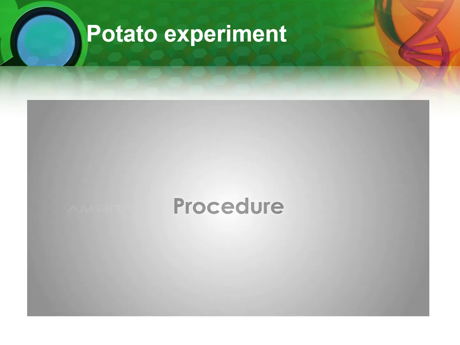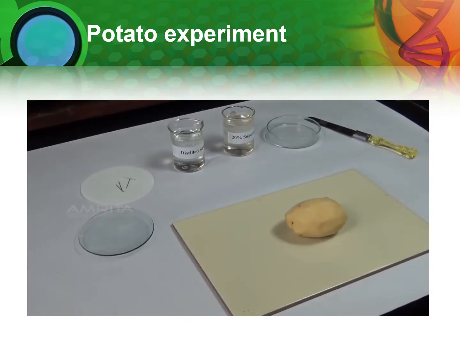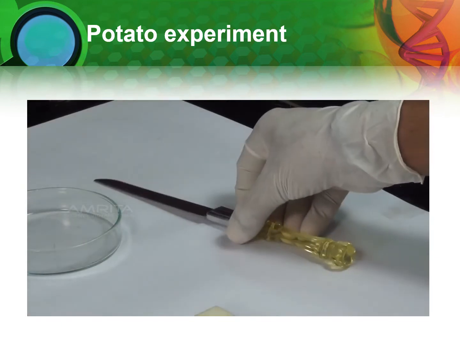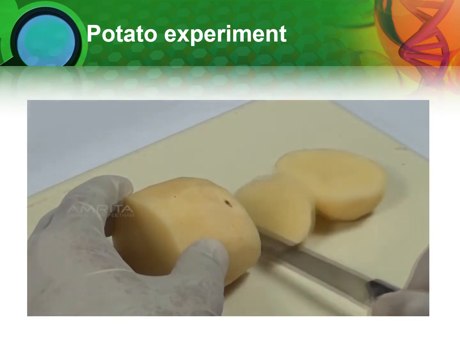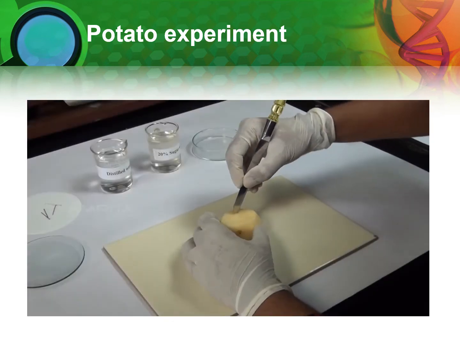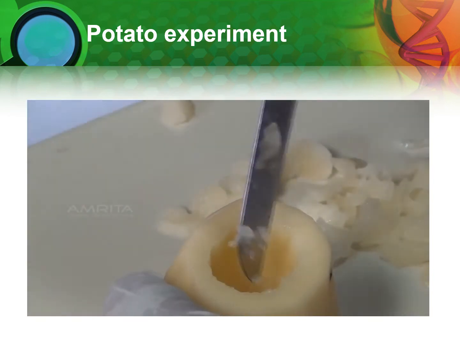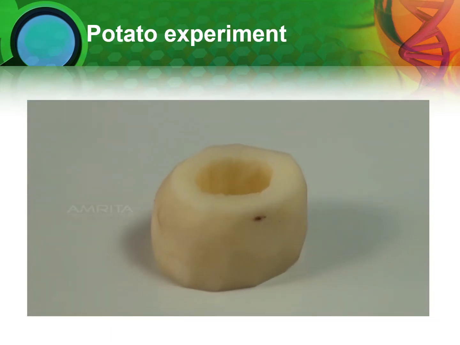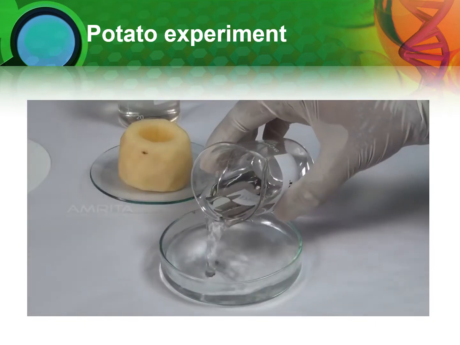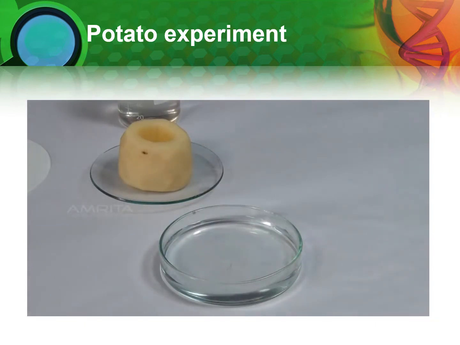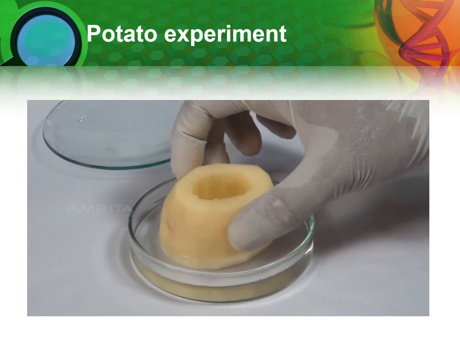Procedure: Take a potato from the watch glass and place it on the tile. Take a knife and cut both ends of the potato to make it flat. Using the knife, make a cavity in the center of the potato from the flat side almost up to the bottom. Take a beaker containing distilled water and pour the Petri dish half full of distilled water. Now, place the potato on the Petri dish that is half full of water.